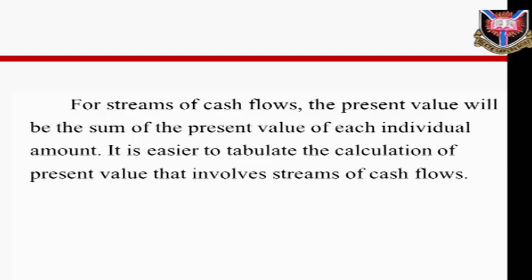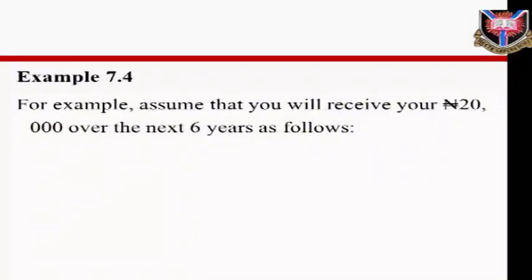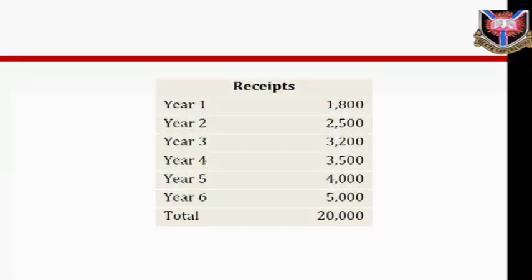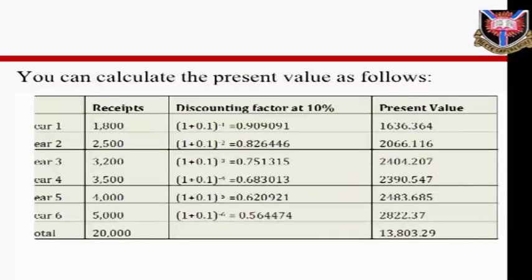For streams of cash flows, the present value will be the sum of the present value of each individual amount. It is easier to tabulate the calculation of present value that involves streams of cash flows. Example 4. For example, assume that you received your 20,000 over the next 6 years as follows. Year 1, 1,800. Year 2, 2,500. Year 5, 4,000. Year 6, 5,000. Total 20,000.